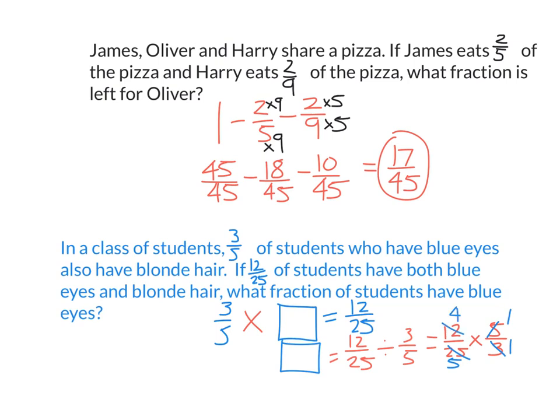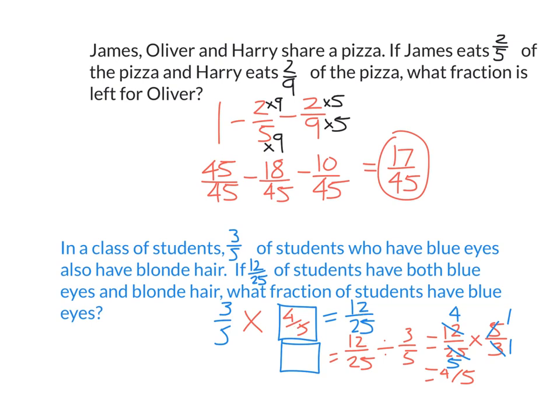We can do that. We can cancel anything on the top with anything on the bottom as long as we're timesing. So what I'm left with is 4 times 1 over 5 times 1. That's just 4 over 5. So that means 4 over 5 goes in the box. 4/5 of students have blue eyes. Because of these 4/5, 3/5 of them gives 12 over 25.